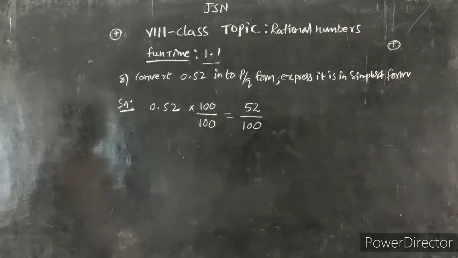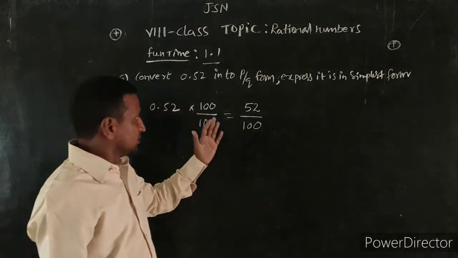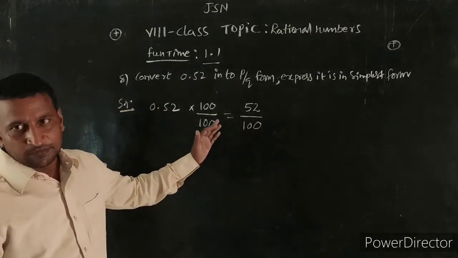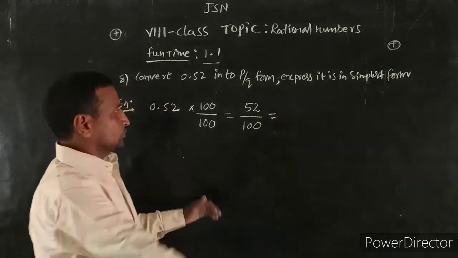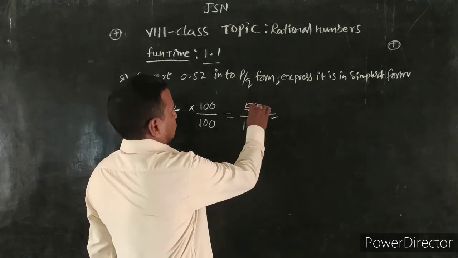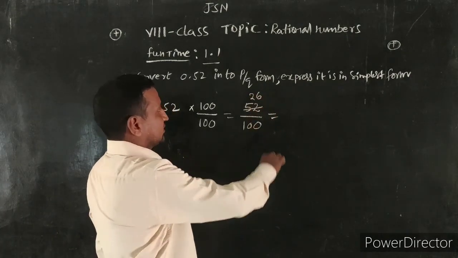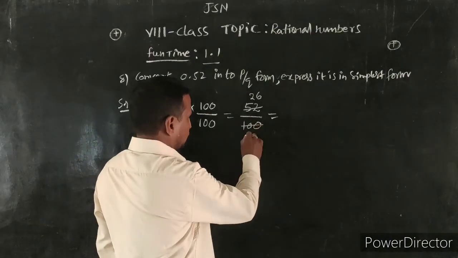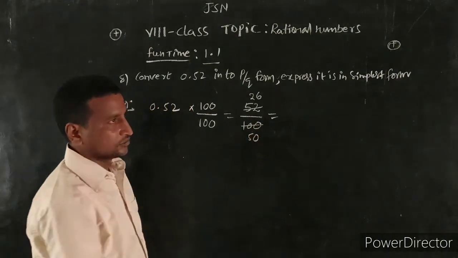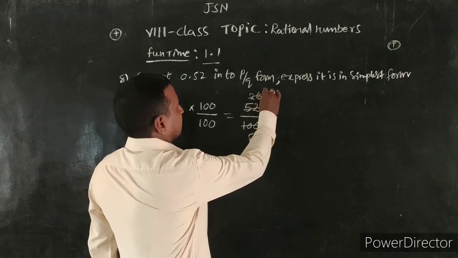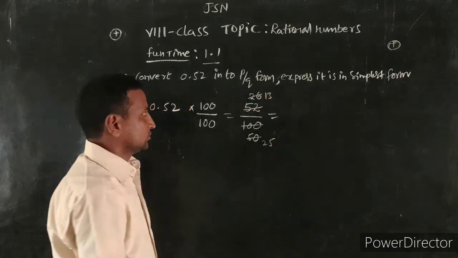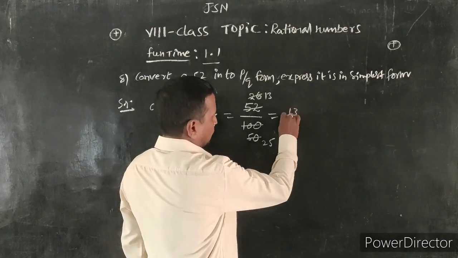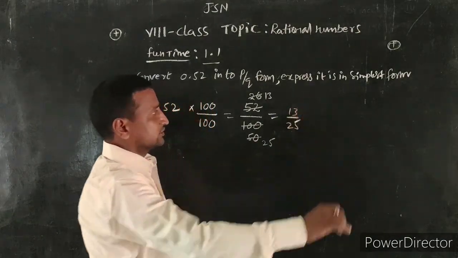The rational number can always be changed into the simplest form. So 2 twos are 4, 2 26s are 52, 2 50s are 100. Again 2 13s are 26, 2 25s are 50. So 13 by 25 is the simplest form.